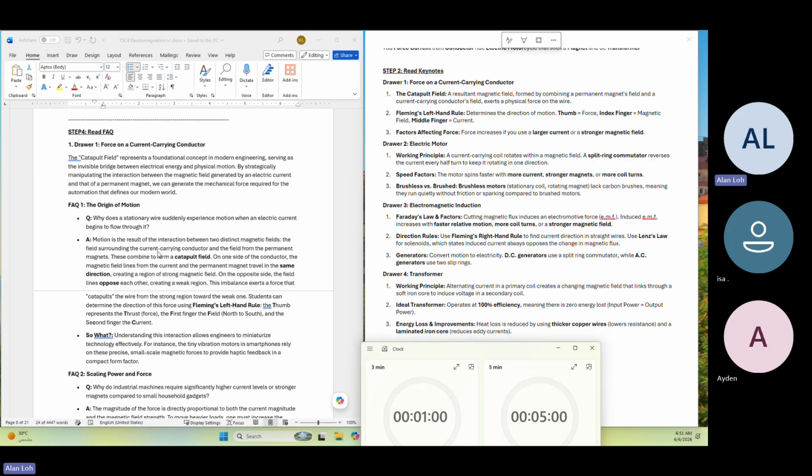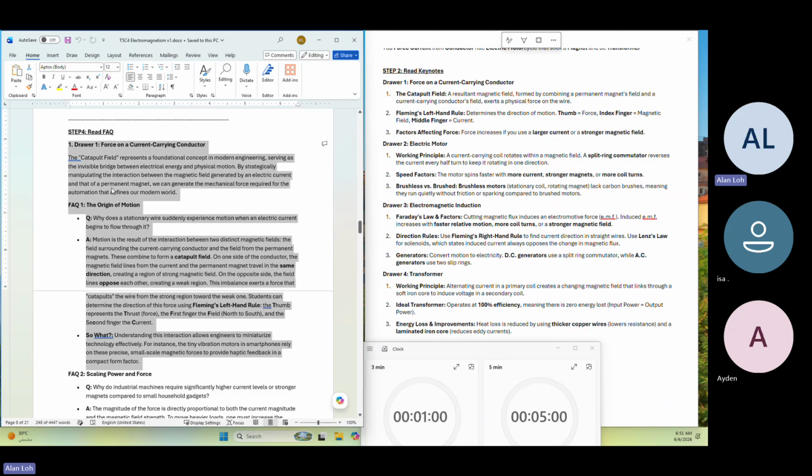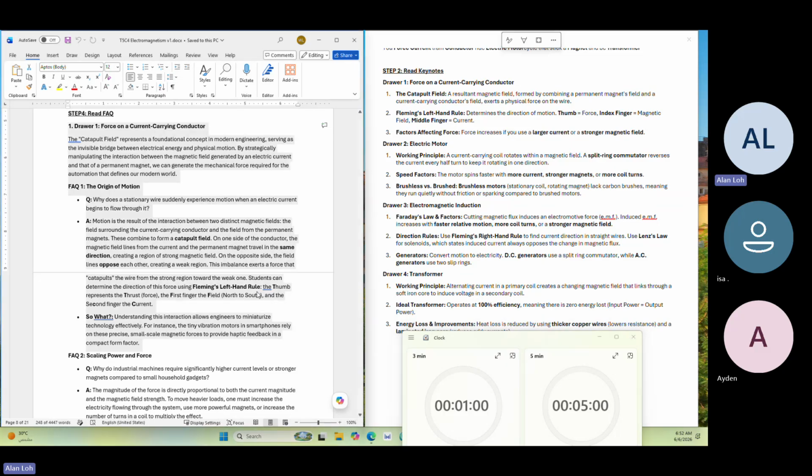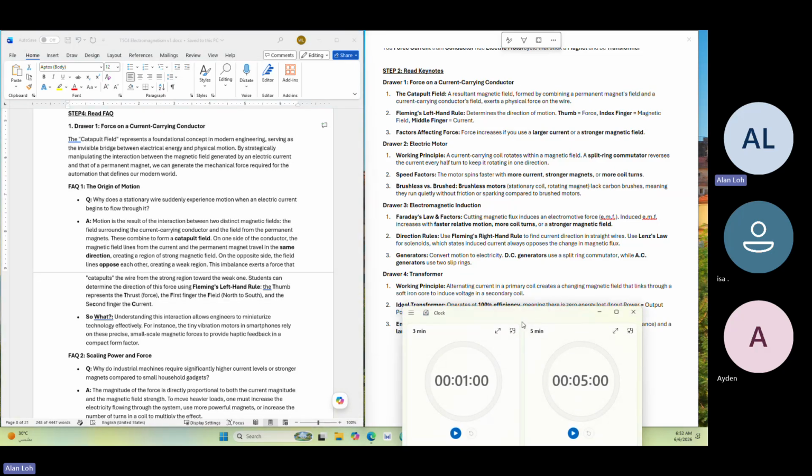Right. So what you need to set as your expectation right now is to move the level of understanding from 3 to 4 after reading this, which is drawer 1. Okay, let's get 1 minute to read this. Start now.